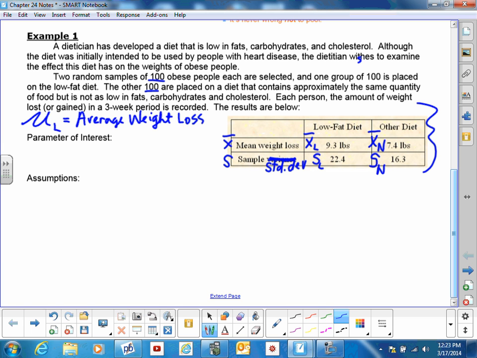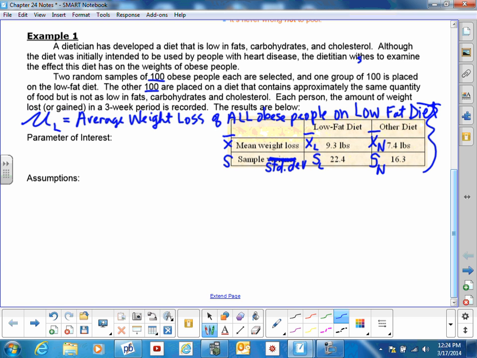And you are inferring to a population. So this is going to come out to tell you about the average weight loss of all the obese people on this low-fat diet. Okay, so all obese people that do this low-fat diet will average here what you're inferencing, or have this approximation. Low-fat diet.